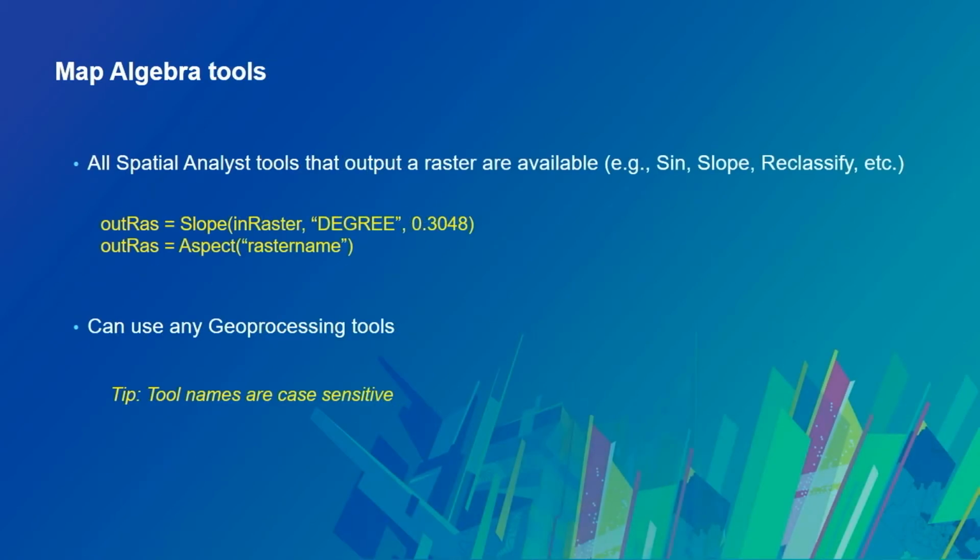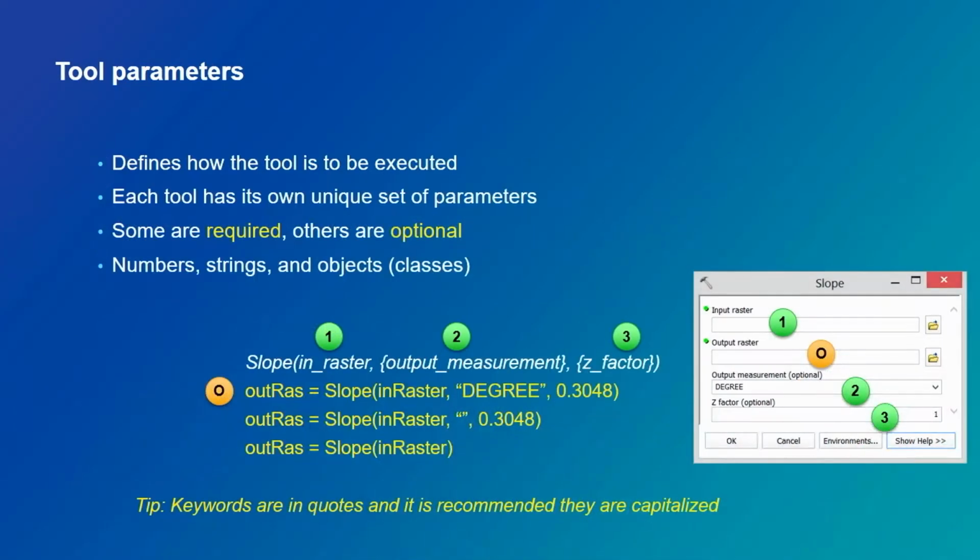And Map Algebra tools, right? All Spatial Analyst tools that output a raster are available here. And you can also use any geoprocessing tool, right? By the way, these tool names are case sensitive. A quick overview of the tool parameters and everything. You see, I have this 1, 2, 3. What are these things? It defines how the tool is executed. Each tool has a unique set of parameters. Some are required, some are optional, and they could be numbers, strings, and everything.